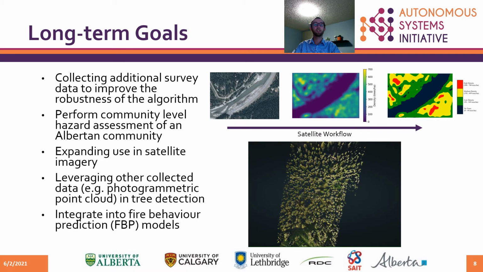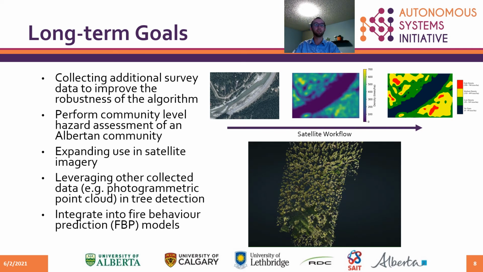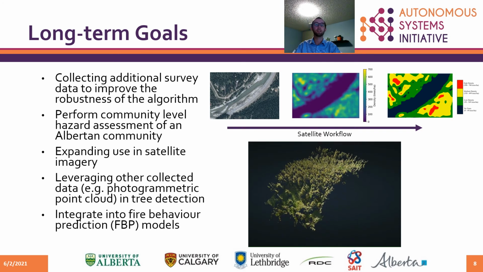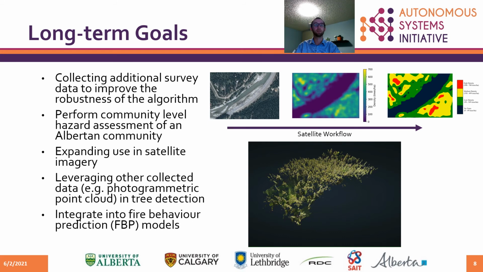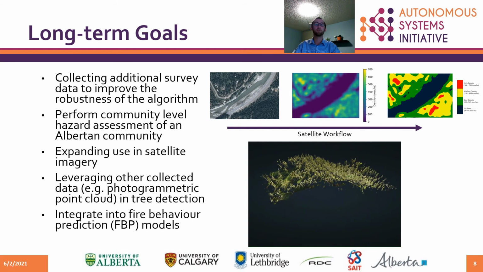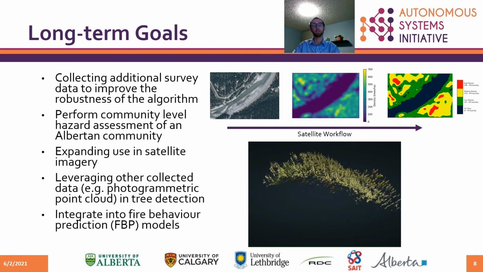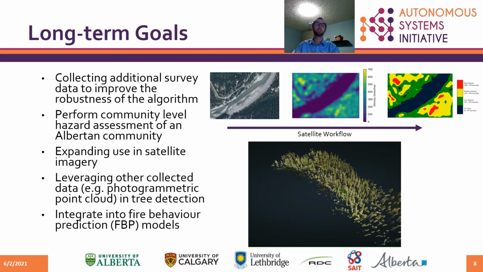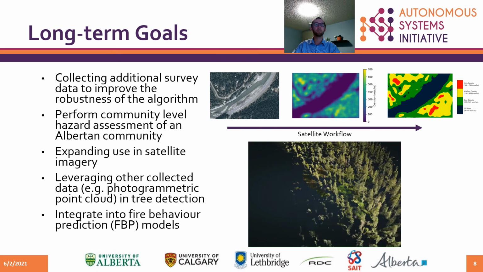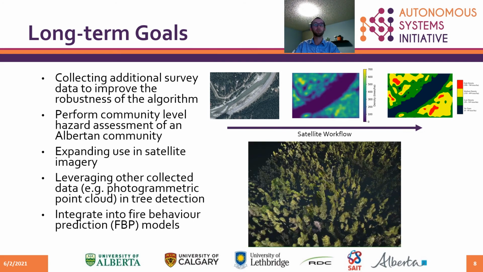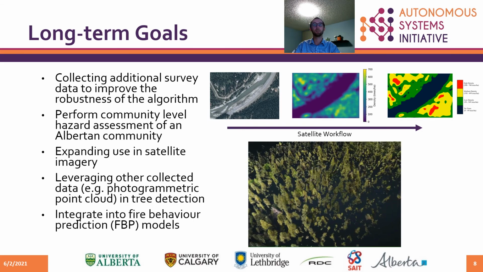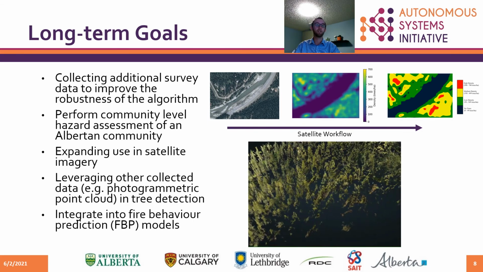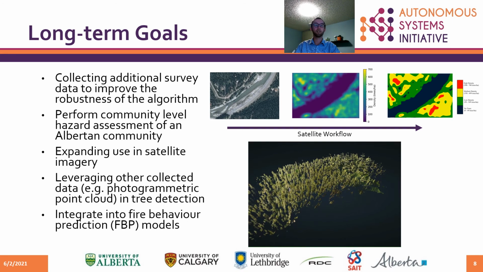This project continues to grow, and there is a rough roadmap for its anticipated direction. Collecting additional survey data is one task that would benefit the project, with the eventual goal of classifying trees on a species level rather than simply coniferous or deciduous. Next, completing a community assessment in Alberta would involve numerous surveys around the outskirts of this community, as discussed on the previous slide. Another goal is expanding to satellite imagery.